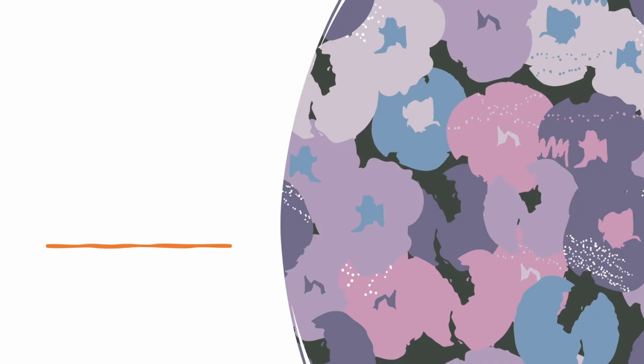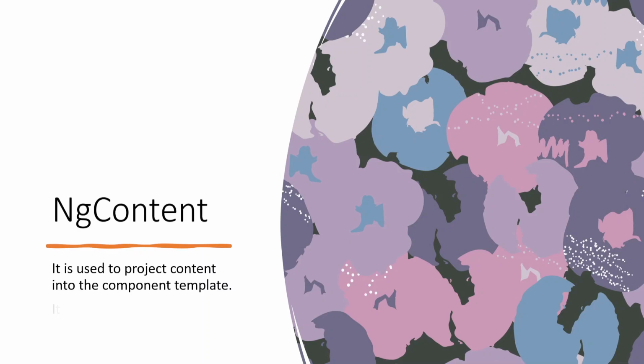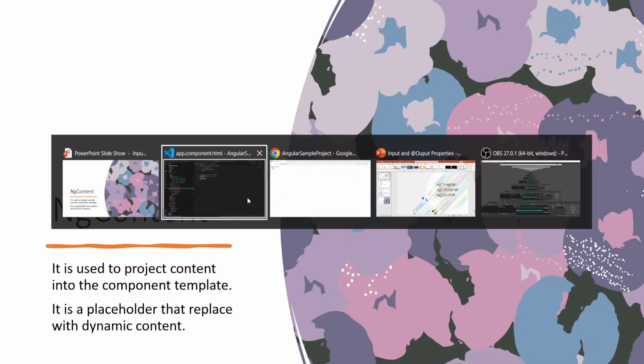Our third element is ng-content. ng-content is used to project content into the component template. It is a placeholder that is replaced with dynamic content. So let's see an example of how it works.